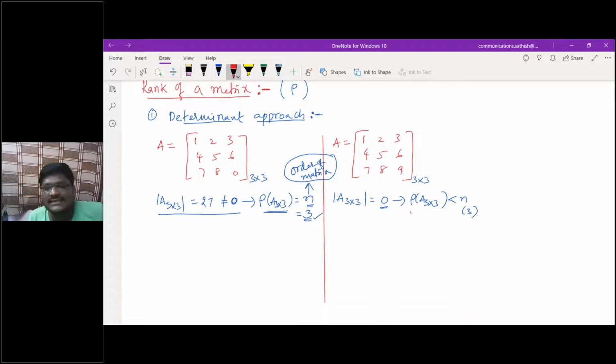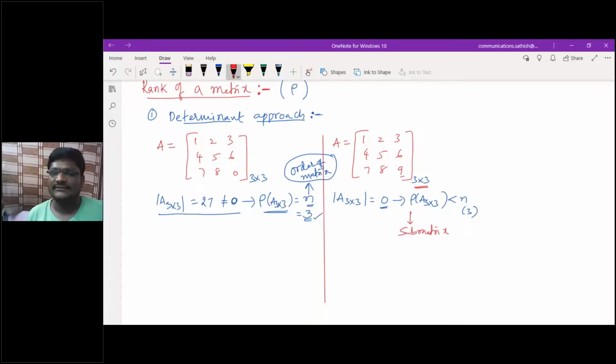I need to consider submatrices in this case. Then again, what do you mean by submatrix? See, here I have a third order matrix. Below the third order matrix will be what? Either a 2 by 2 matrix or a 1 by 1 matrix. Am I right or not? Yes or no?